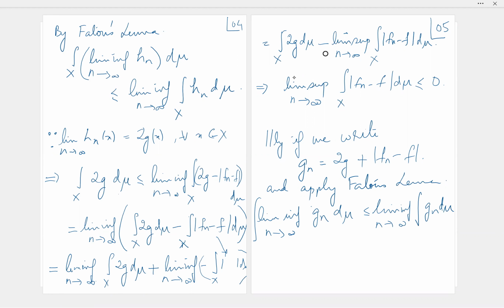Again, the left hand side is just 2g because the limit, and on the right hand side, you will simply get lim inf of integral of 2g plus integral mod fn minus f. So it's just a positive non-negative thing, so there will be no change to lim. So you will just simply get 2g d mu plus lim inf.